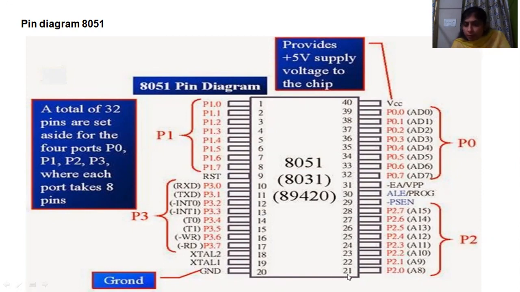From pin number 21 to 28, the P2 port is there. Then pin number 29, and pin number 30 is address latch enable. Then pin 31 is the VPP supply. Pins 32 to 39 are port 0, and pin 40 is for VCC supply. This provides plus 5 volt supply voltage to the chip.